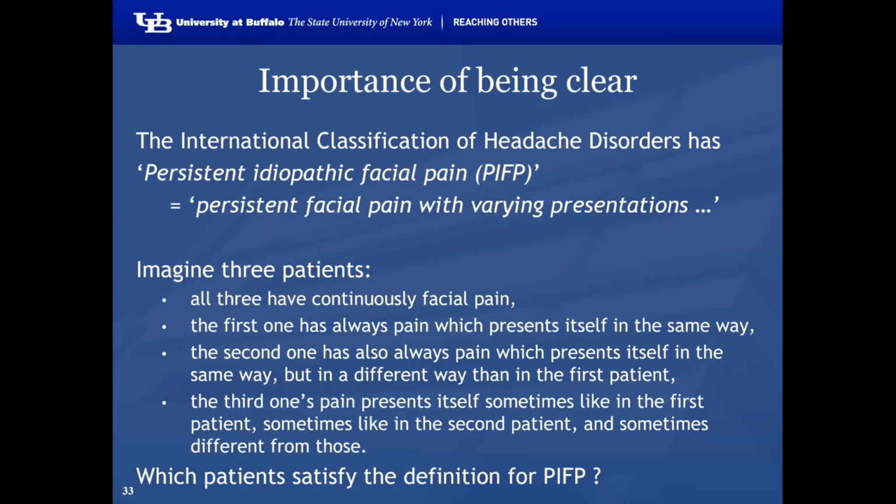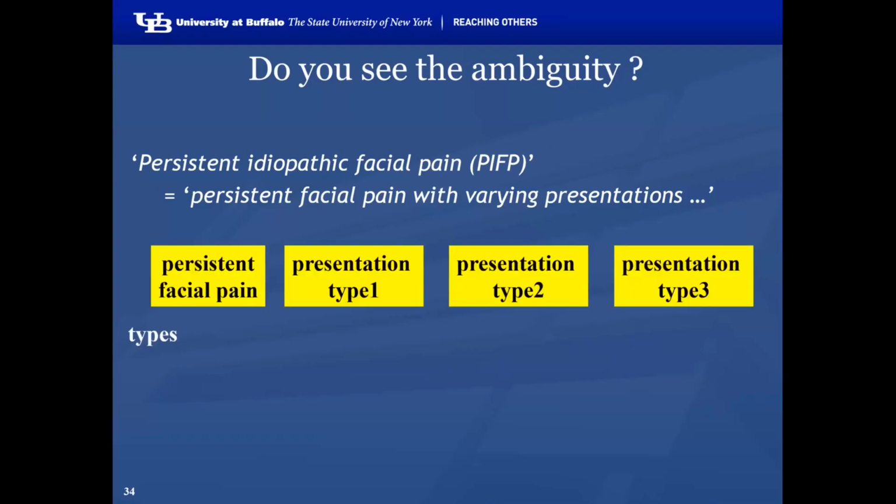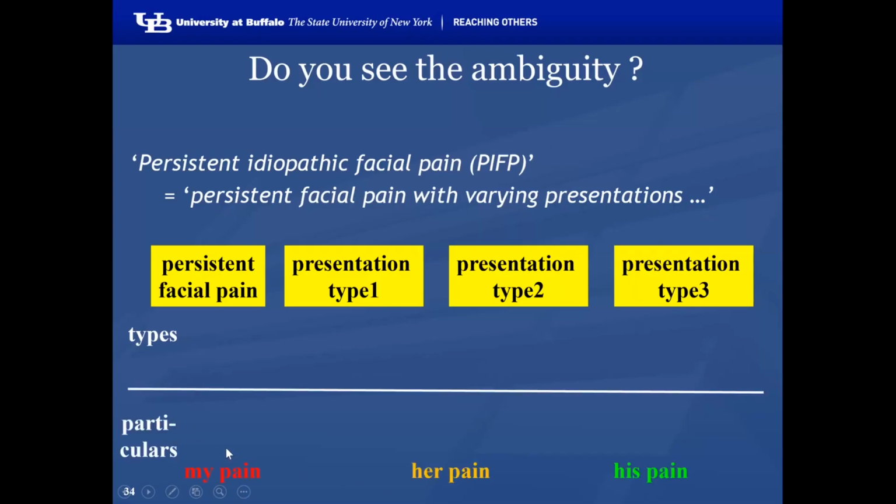That's the problem that the clinician is faced with. Well, it's ambiguous. The problem is that this definition is ambiguous because of ignoring the type-instance distinction. So we can represent it like this. Here you have types: the type persistent facial pain, and then presentation type 1, presentation type 2, and so on. And here you have the particulars: my pain, her pain, his pain. My pain in here, if I have it in me, her pain in here, in her, and so on. If you believe that pain is a quality, at least.